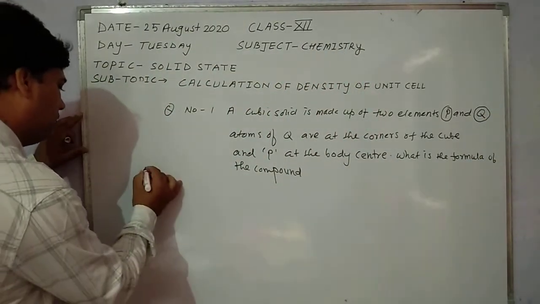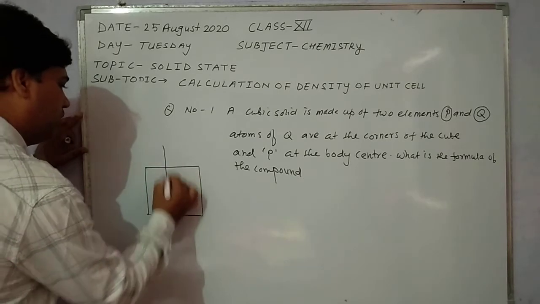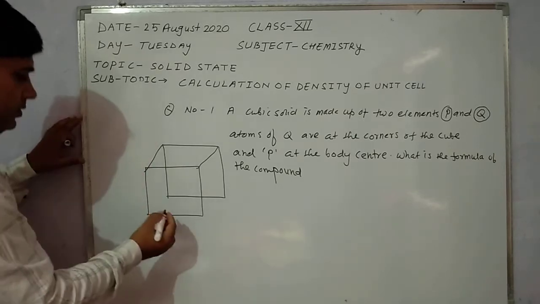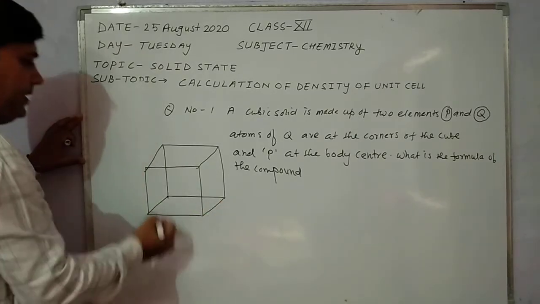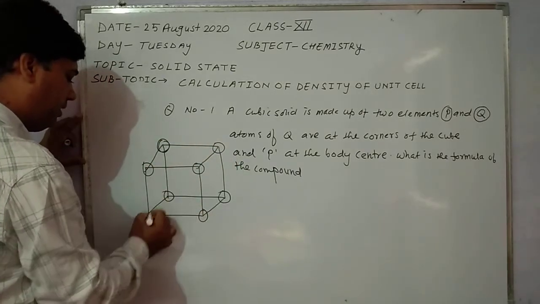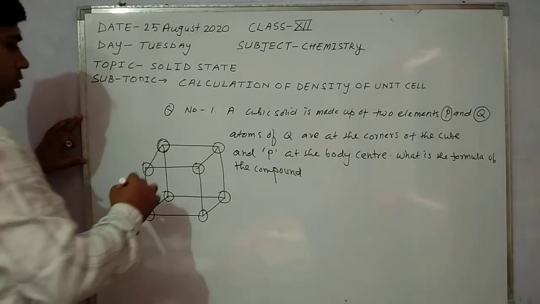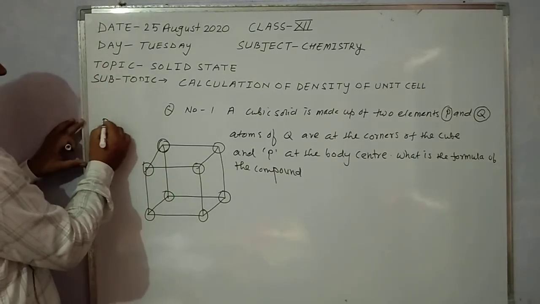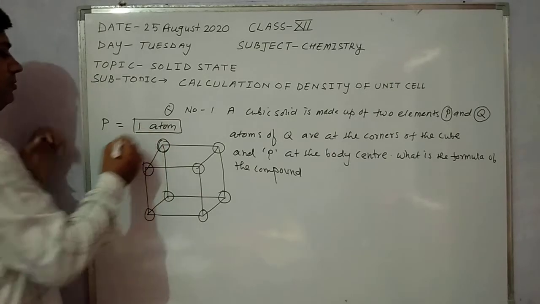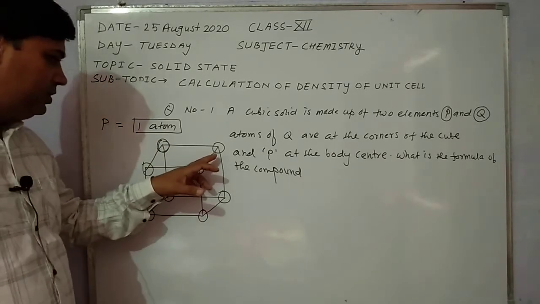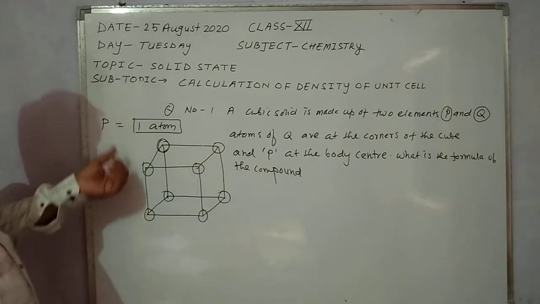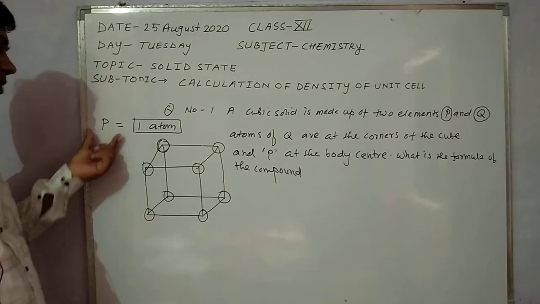Okay, so this is a cube, and atoms Q are at the corners. How many corners? That is 8 corners. So the number of atoms for Q is equal to 1, because each atom at the corner is shared with 8 unit cells. So the number of atoms per unit cell for Q is equal to 1.